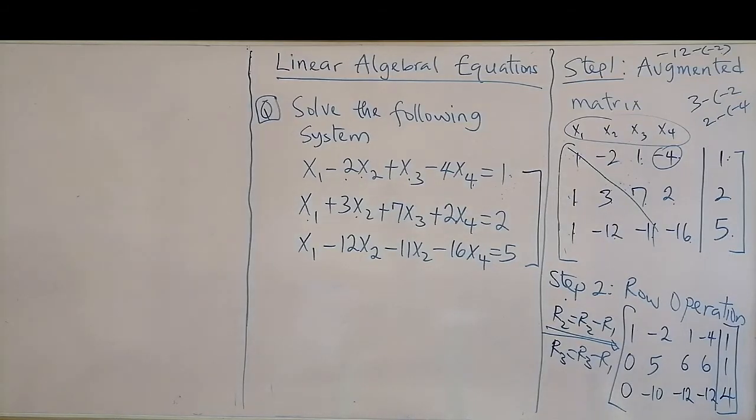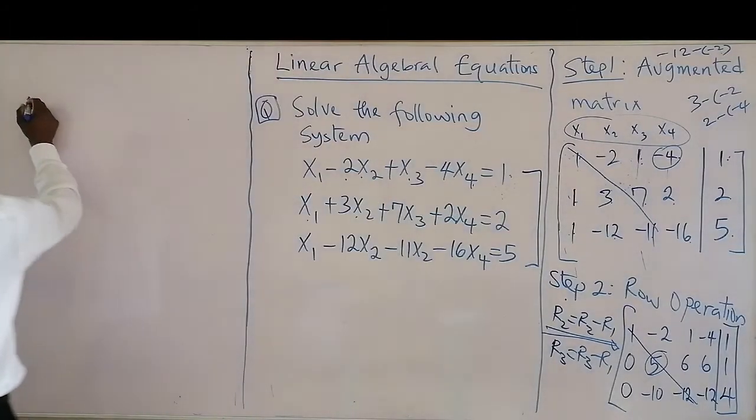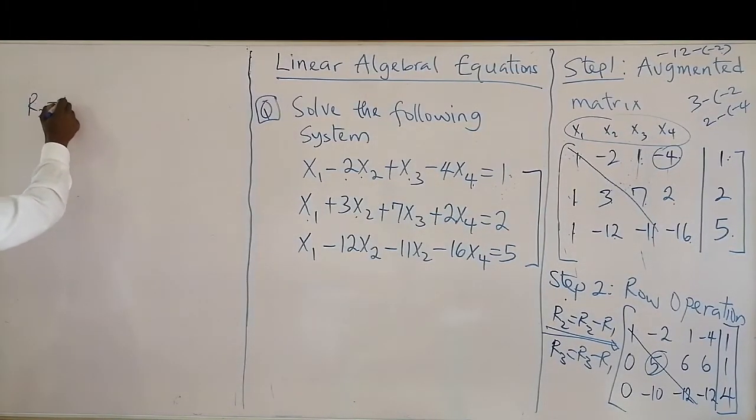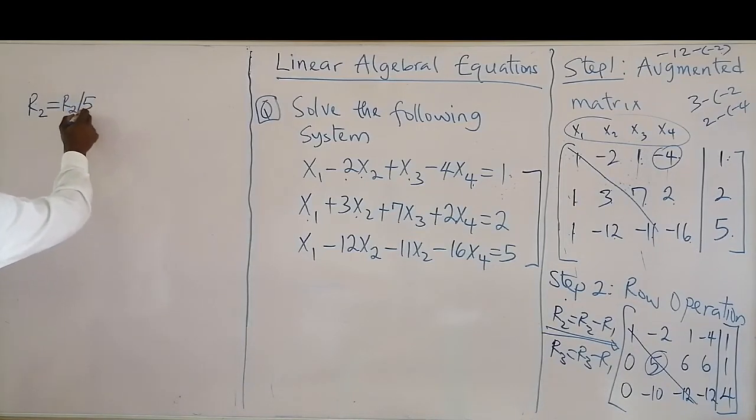So we've done that. The next thing to do is to look at the main diagonal. This matrix is 3 by 4. What we're trying to do now is to see if we can make this place to be 1. Let's see what we can do. So row 2 is equal to row 2 divided by 5. So that place can be 1.